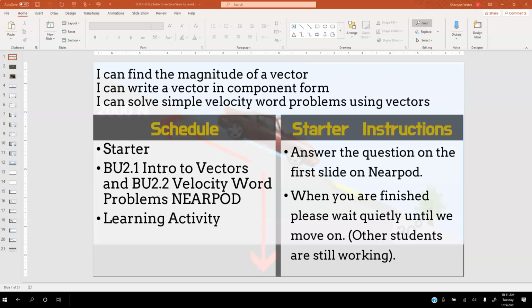Alright, today we're starting our unit on vectors. We're going to do an introduction on vectors and do a couple of velocity word problems. They're actually not too bad. So we're going to be able to write a vector in component form, find the magnitude of a vector, and simplify velocity word problems using vectors.